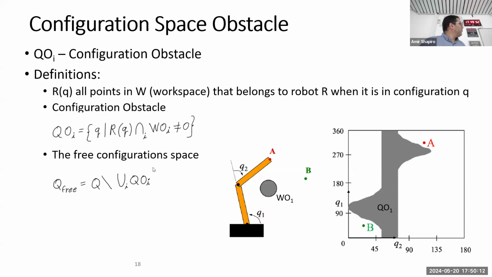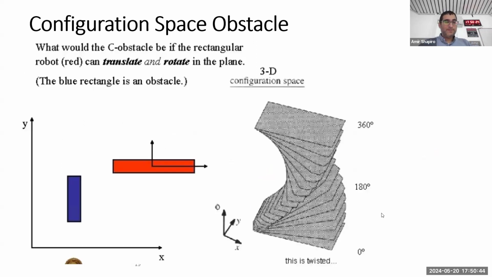So again, when we want to plan a motion for this robotic arm around this obstacle, we have to move in this free configuration space. And we can move from 0 to 360 and back here to the other side, from the other side of the obstacle.